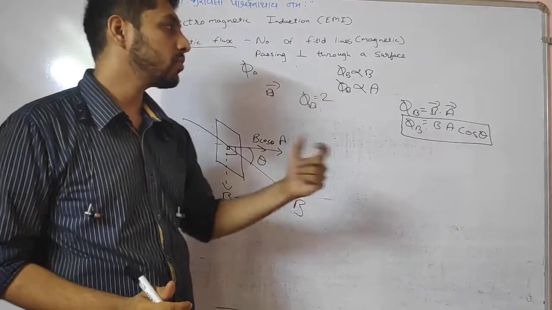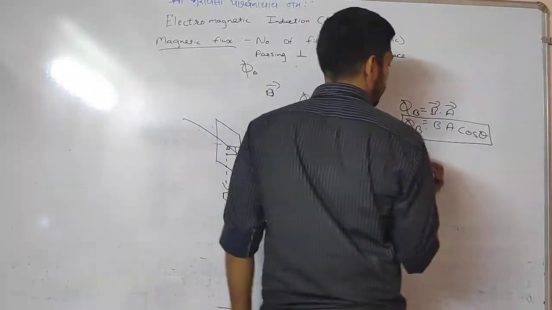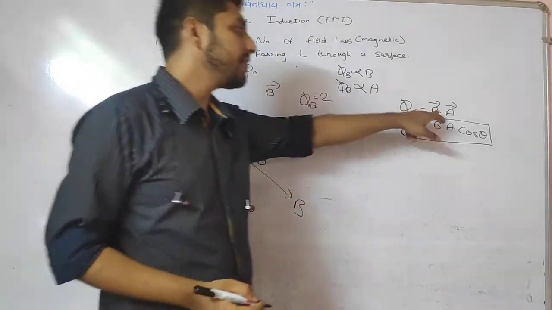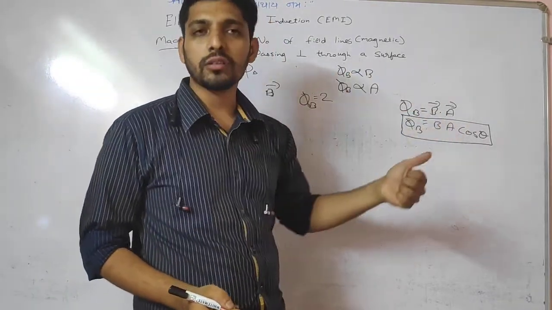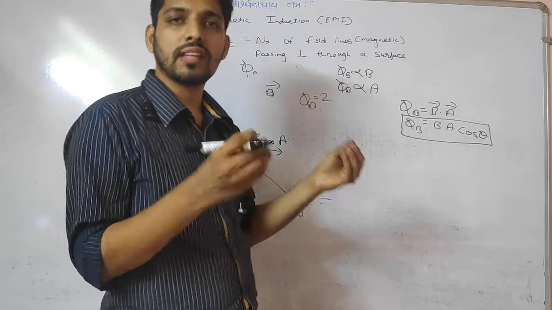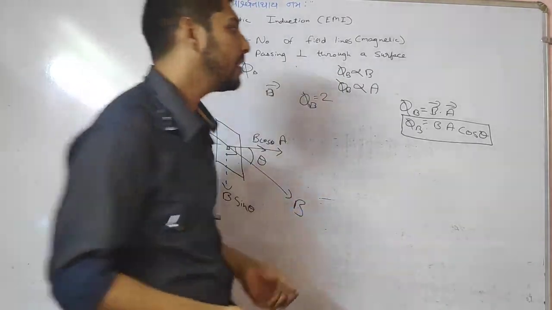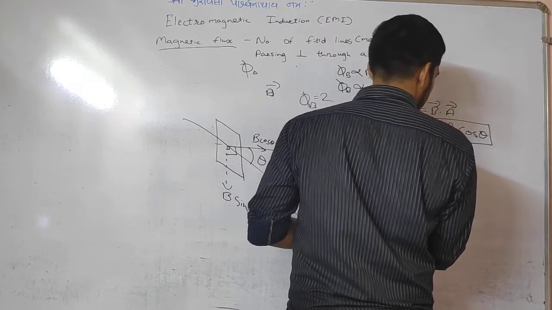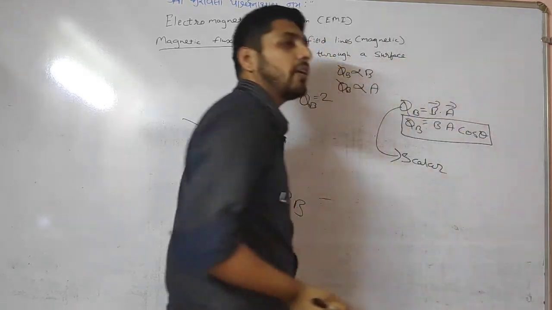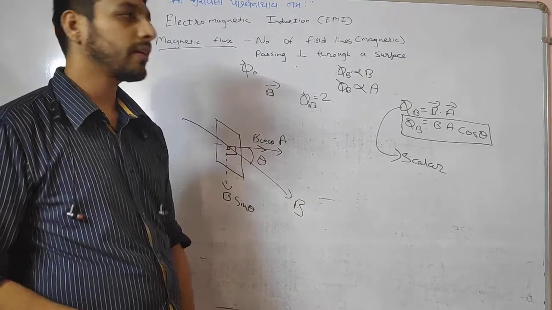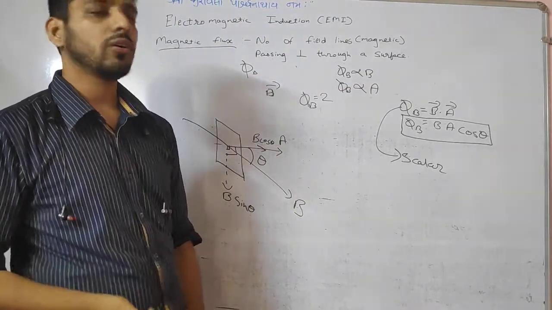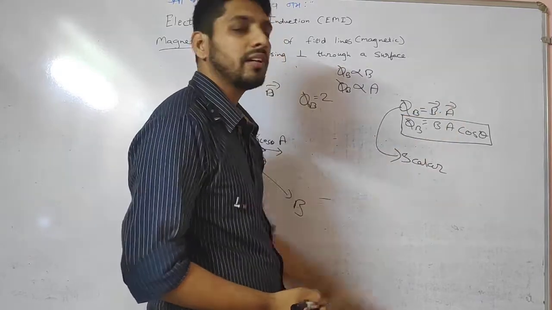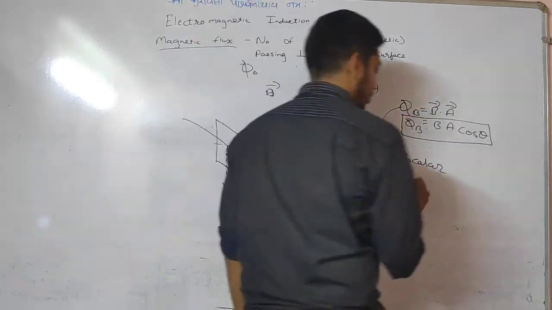B A cos theta. So if you want to know whether this is a scalar quantity or a vector quantity, directly from here we can say that it is a dot product, and a dot product is a scalar product. So this is a scalar product. Phi, or flux, is a scalar quantity. If it had been a cross product, then it would be a vector product, but here it is a dot product, that's why it is a scalar quantity.